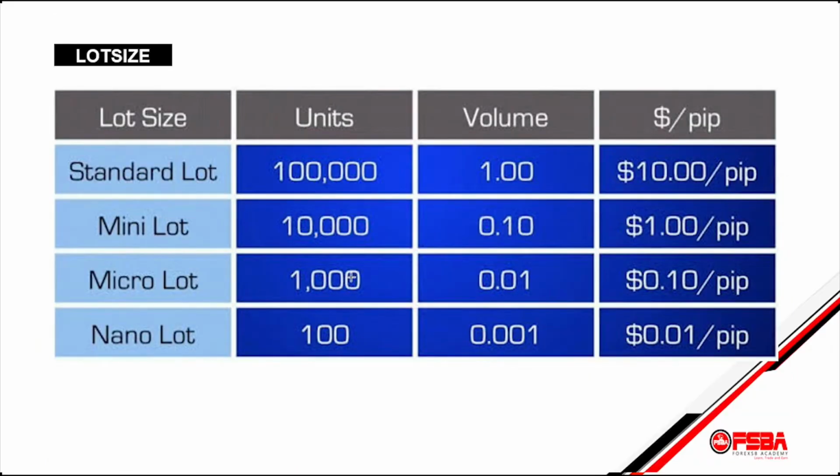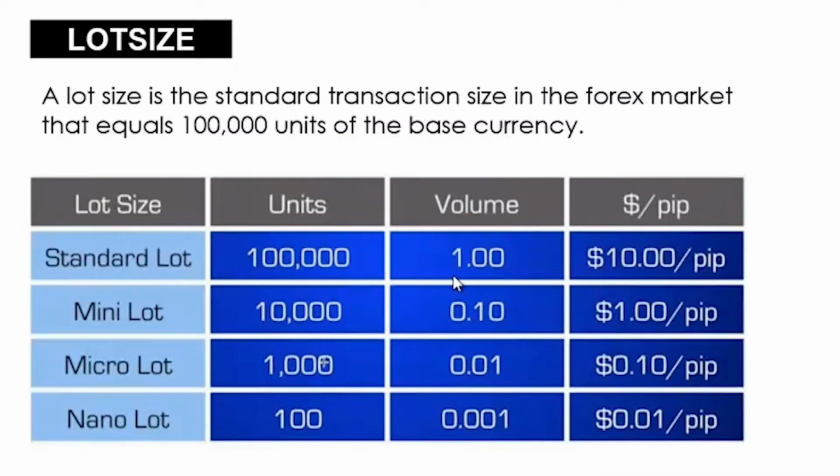In Forex, you cannot just decide to buy or sell one euro. They normally come in lots. Standard lot is 100,000 units. Mini lot is 10,000 units. Micro lot is 1,000 units. And nano lot is 100 units. So the volume is 1. The volume of this mini lot size is 0.10. The volume of this micro lot size is 0.01. The nano is 0.001. And this is how much you make per pip of all this lot size.